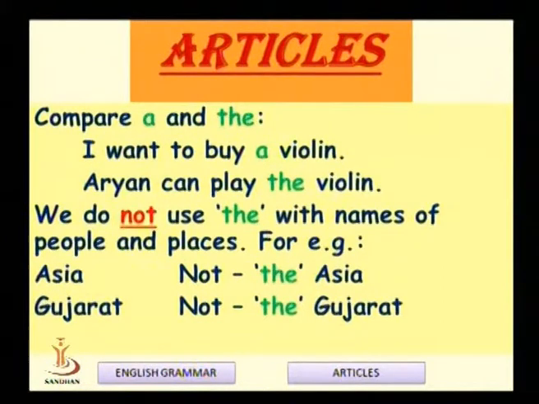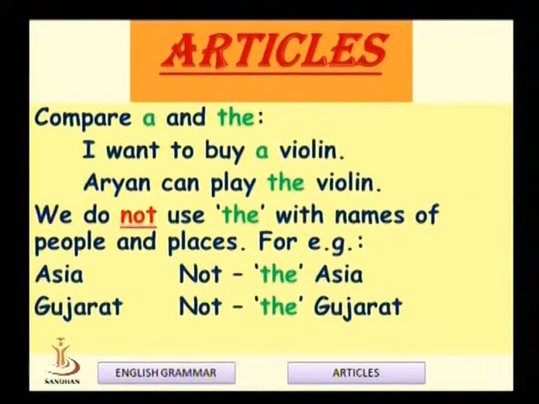Once again, compare a and the. I want to buy a violin. Aryan can play the violin. Now, when I say I want to buy a violin, I want to buy any one violin amongst the hundreds that are available in the market for purchase. But when I say Aryan can play the violin, I am talking about violin as a specific musical instrument. There is the tabla, there is the guitar, but out of all this, Aryan can play the violin.